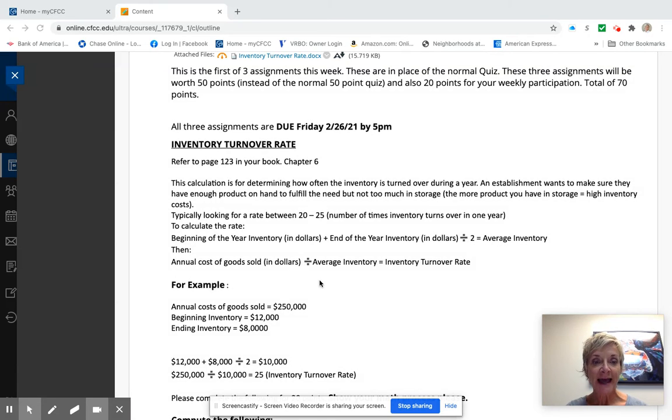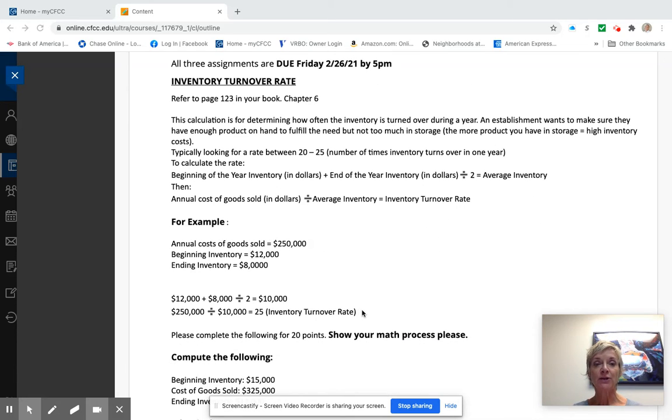So the example that I have here, let's say our annual cost of goods sold was $250,000. That's how much we spent on inventory throughout the year. At the beginning of the year, we had $12,000 worth of inventory. At the end of the year, we had $8,000 in inventory. We add the 12,000 and the 8,000 together. We divide that by 2, and that gives us $10,000. So on average, we have $10,000 worth of inventory at any given time throughout the year.